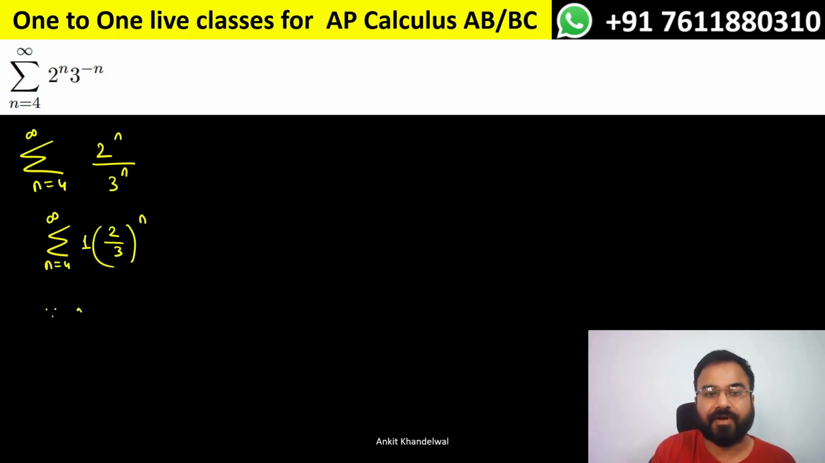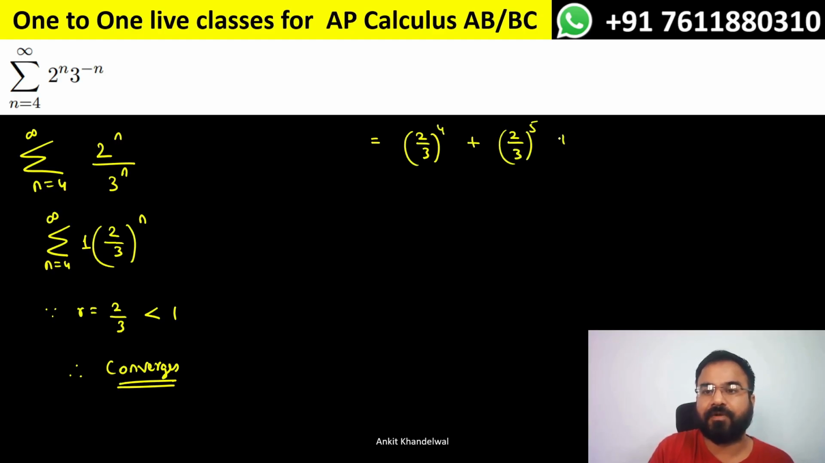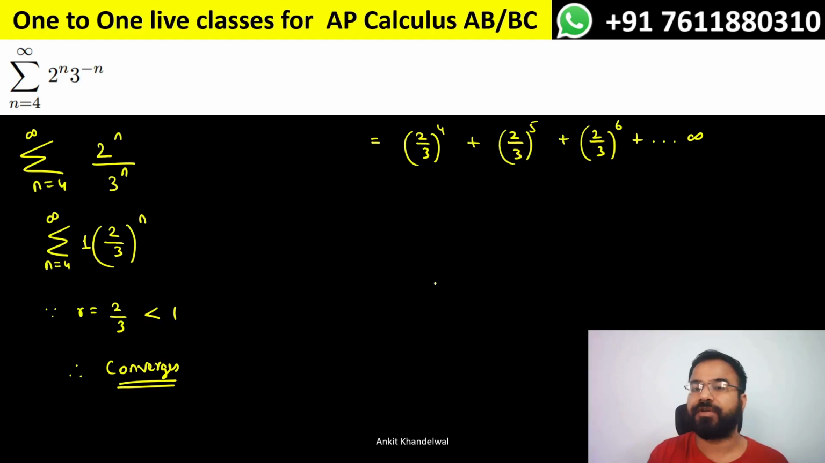But what is r over here? r is 2 by 3, which is less than 1. So therefore it converges, and since it converges, we can also find the sum of infinite terms. We can also write it like this. If you put n as 4, the first term is 2 by 3 whole power 4. The second term is 2 by 3 whole power 5, then 2 by 3 whole power 6, and so on, going to infinity.